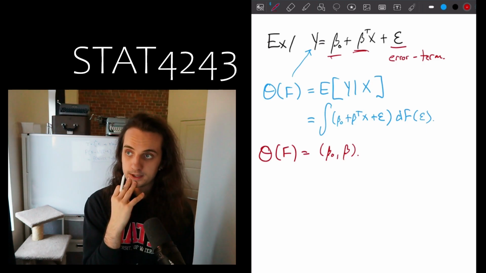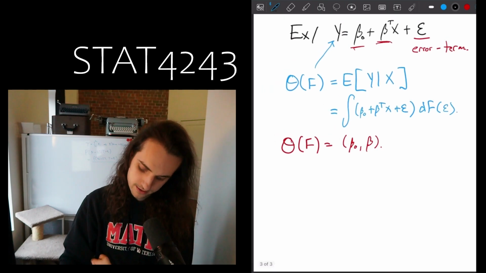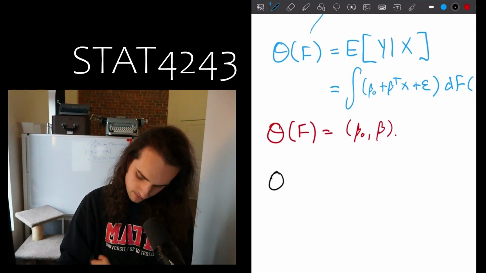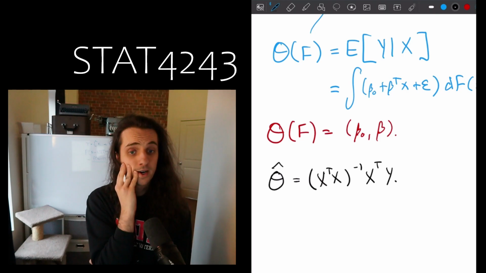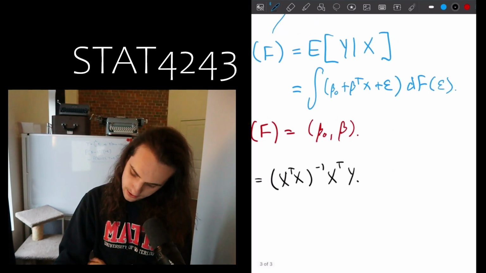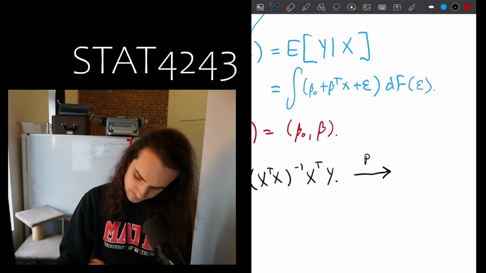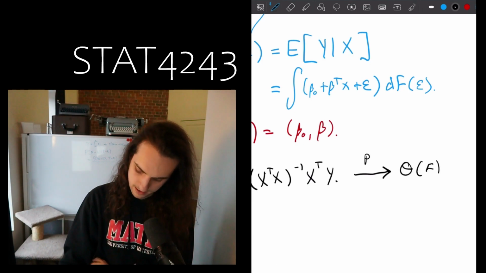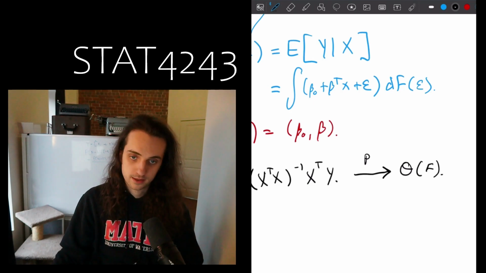Ultimately, we're just thinking about these two parameter values as being defined in some sense by the distribution of y. And if you remember your ordinary least squares estimators, normally what we would do is take theta hat equal to x transpose x inverse x transpose y. It turns out that this is going to converge, again in probability, to theta of f, and it doesn't matter what distribution we're working with there.